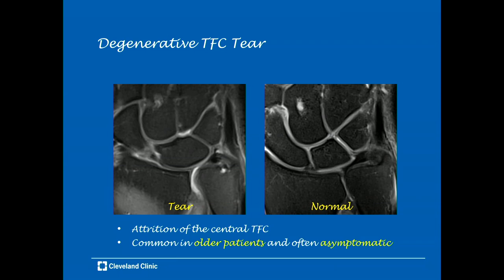Another type of tear that's commonly seen, especially in older patients, is a degenerative tear of the triangular fibrocartilage, as seen in this case, where there's attenuation and absence of the normal body and radial side of the TFC, as seen on the normal. This attrition of the TFC is very common in older patients and is often asymptomatic. So we need to be careful when diagnosing these and attributing them to pain, because often this may not be the source of their pain.